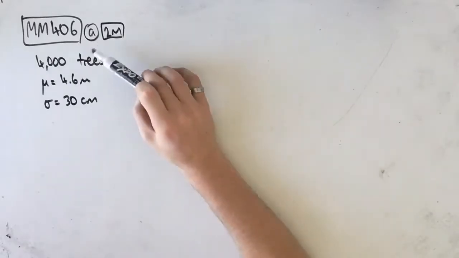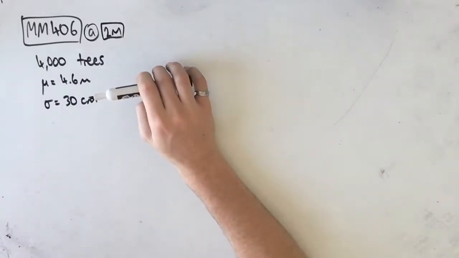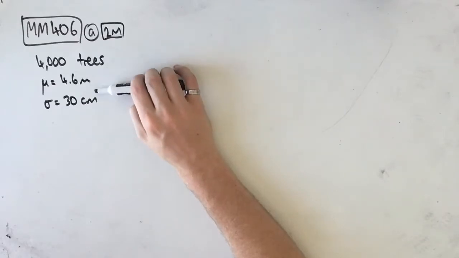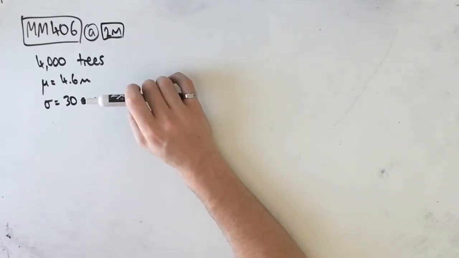So Brittany owns an apple orchard of 4,000 trees. The height of a tree in her orchard is a random variable which is normally distributed with mean 4.6 meters and standard deviation 30 centimeters. Part A says, how many trees are taller than 4.8 meters? Give your answer to the nearest whole number.